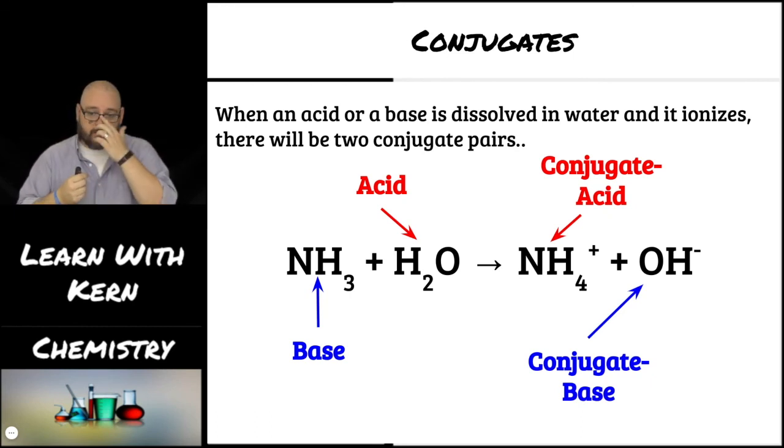And so we are left with a conjugate acid and a conjugate base. So what you need to recognize, though, is that your acid and base are always going to be on the left side of your reaction like this, and your conjugate acid and your conjugate base are always going to be on the right side. So the acid and the base are the reactants, the conjugates are the products.